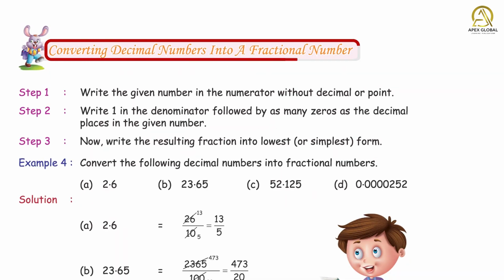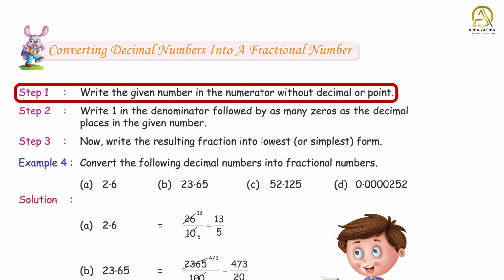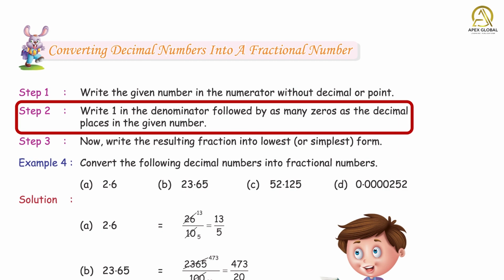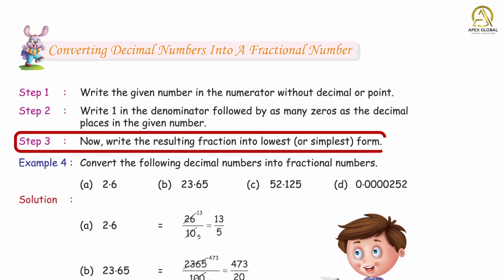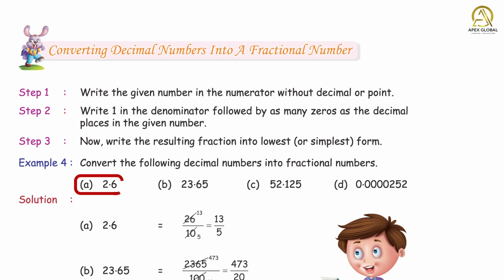Converting decimal numbers into fractional numbers. Step 1: write the given number in the numerator without the decimal point. Step 2: write 1 in the denominator followed by as many zeros as there are decimal places in the given number. Step 3: now write the resulting fraction in lowest or simplest form. Example 4: convert the following decimal numbers into fractional numbers. A: 2.6. B: 23.65. C: 52.125. D: 0.0000252.